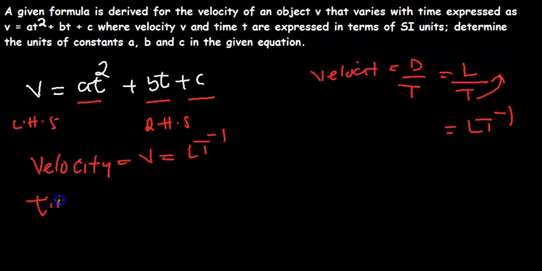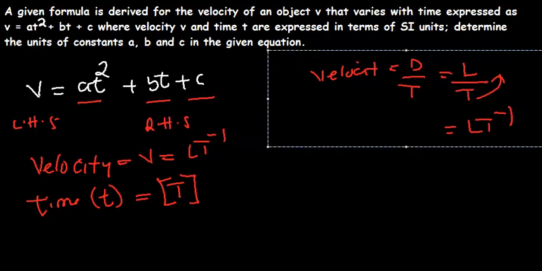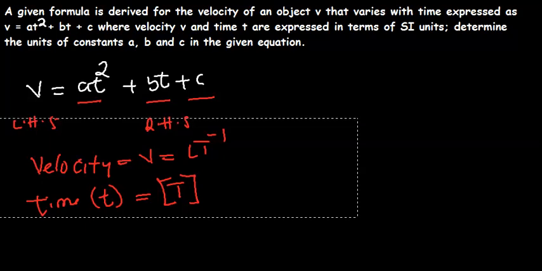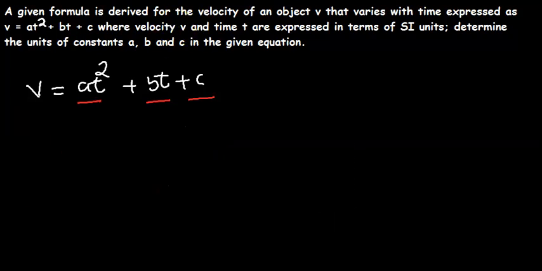What about time? Time is denoted by small letter t, and the dimension for time is going to be denoted with capital letter T. So what we need to do is to analyze each term. For the equation to be dimensionally consistent, each term on the right hand side must have the same dimensions as velocity, which is LT minus 1. We start from the first term on the right hand side, which is AT to the power of 2. Let's underline that and work on that.